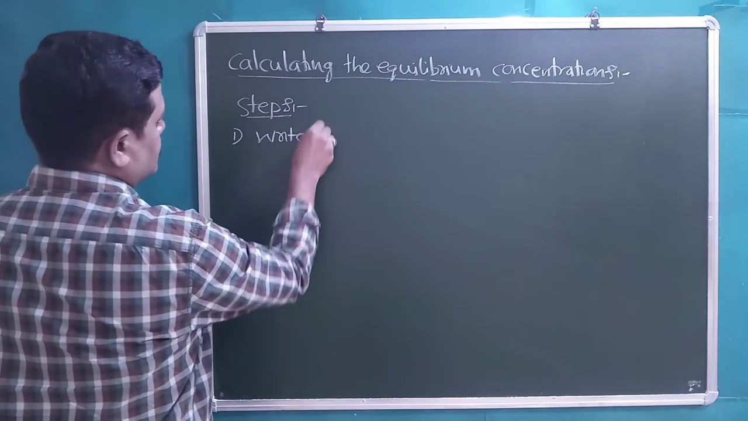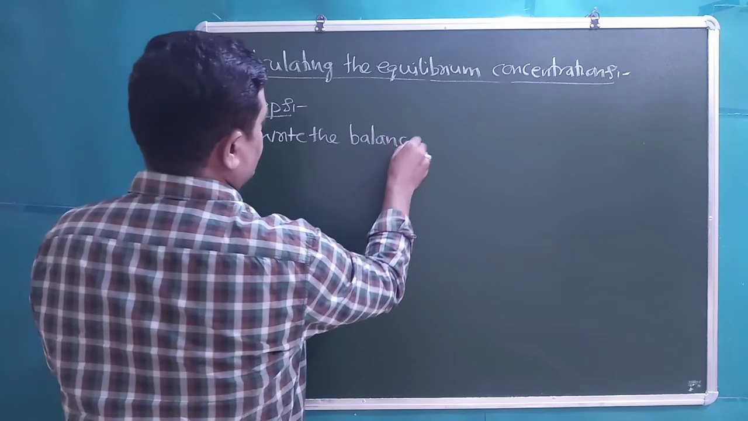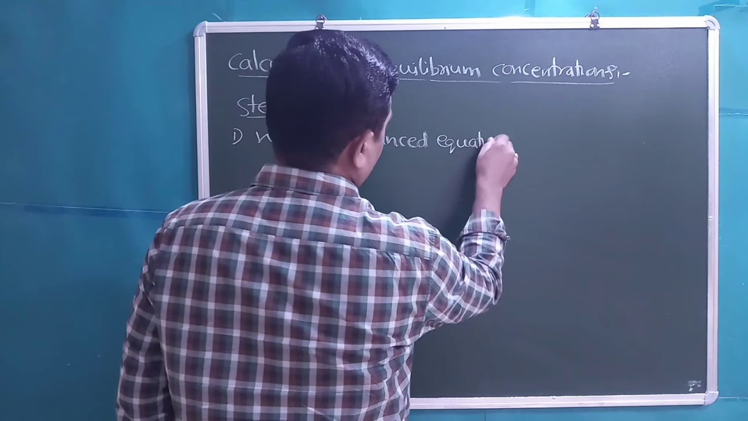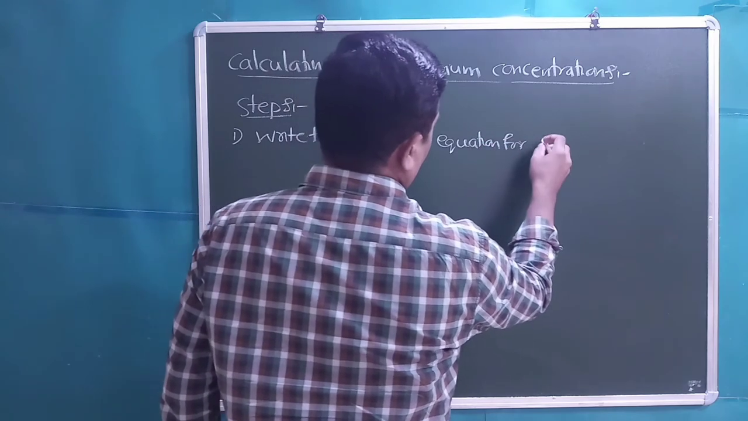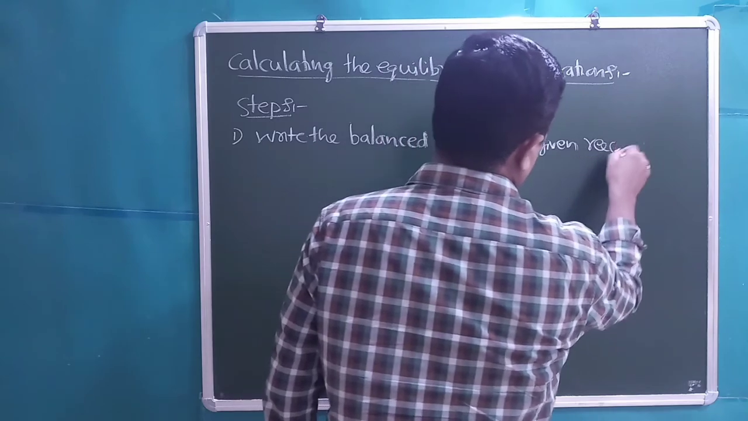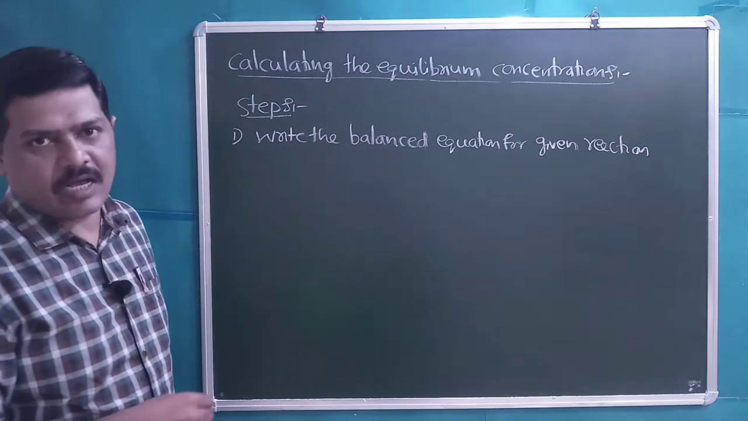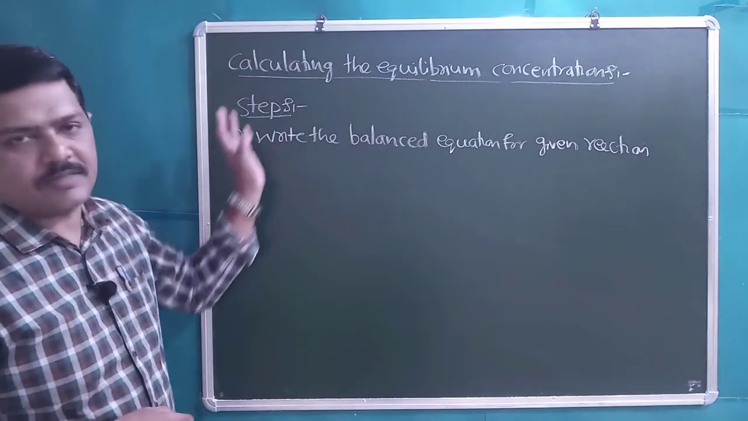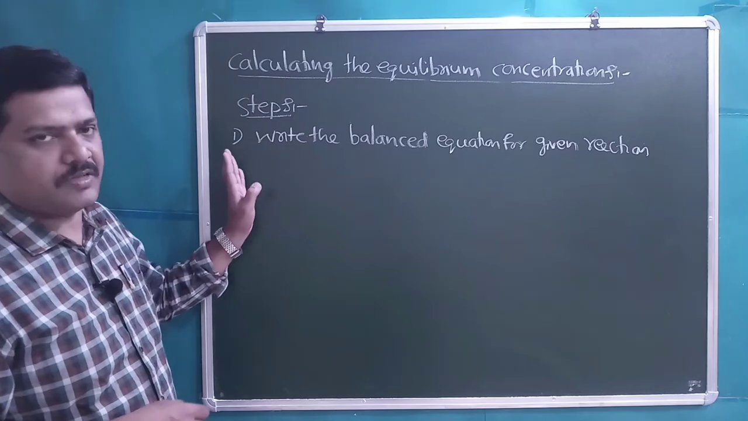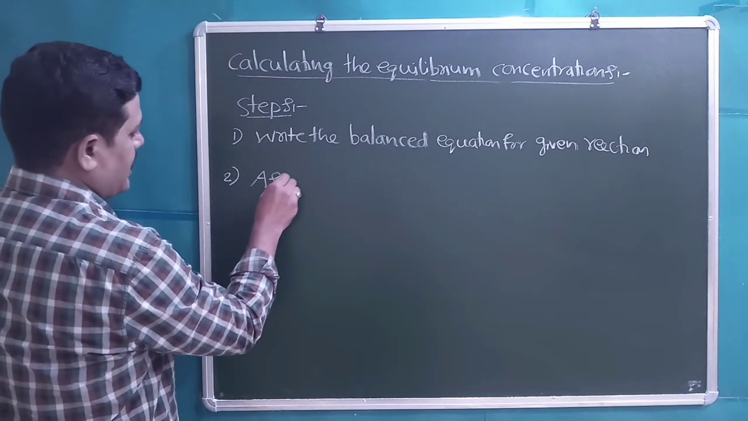Write the balanced equation for the given reaction. This is the first step. Whatever equation they are asking us to calculate the equilibrium concentrations for, first let us write the balanced equation for the given reaction.